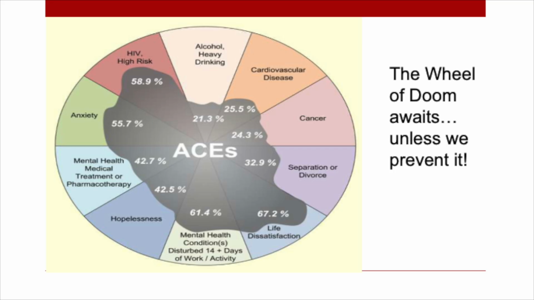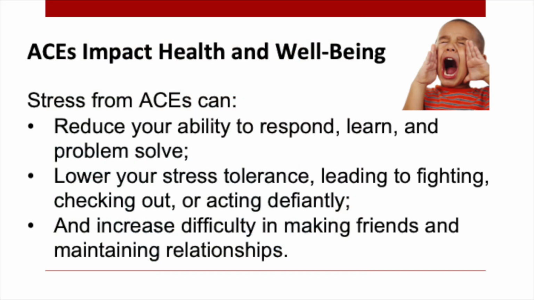One of the things that surprised me is the increased risk in cardiovascular disease and cancer. And one of the things that I learned is that sugar is often the first drug that children find to self-soothe. And this can sometimes lead to emotional-based eating and obesity. We know from the research that stress from ACEs can reduce your ability to respond, learn, and problem solve. It can lower your stress tolerance, leading to fighting, checking out, or acting defiantly. And it can increase the difficulty in making friends and maintaining relationships.